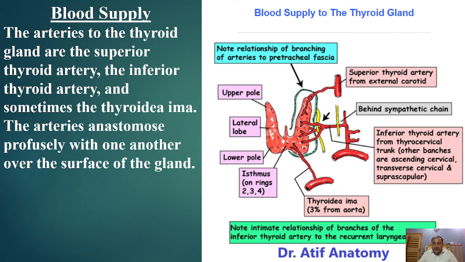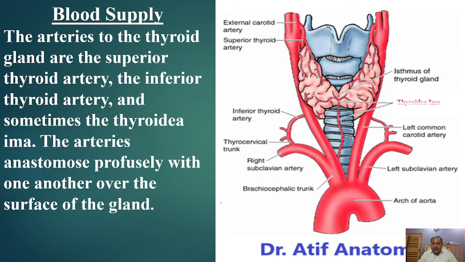We can easily identify the blood supply in this very simple diagram of the thyroid gland. The arteries to the thyroid gland are the superior thyroid artery, which is the branch of the external carotid artery. You can see the inferior thyroid artery, which is the branch of the thyrocervical trunk. You see there is a thyroidea ima, which sometimes supplies the gland and comes mostly from the aorta. The arteries anastomose profusely with one another over the surface of this gland.